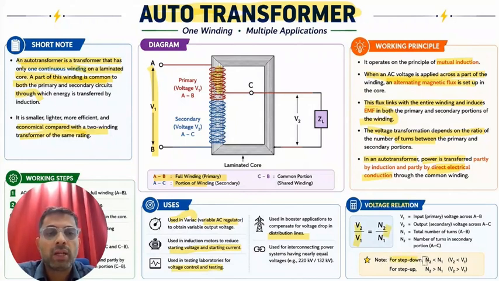For step down, N2 is less than N1, and for step up N2 is greater than N1, meaning the number of turns in the primary winding and the secondary winding vary in step up and step down, right? So in the examination, the question is on this: you need to draw this diagram along with the introduction part and working principle, and just list 2 to 3 applications of the transformer, and this formula is also important.